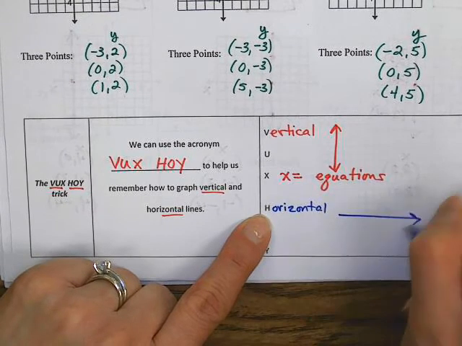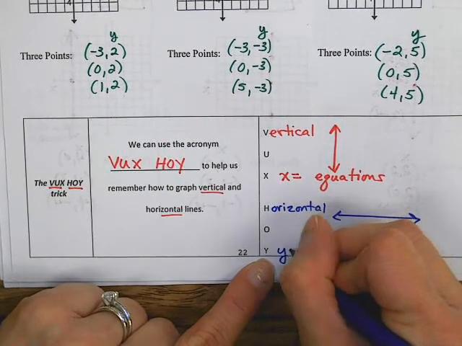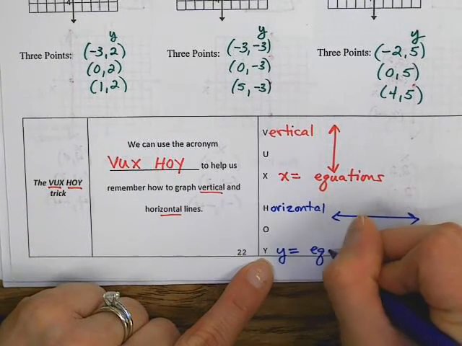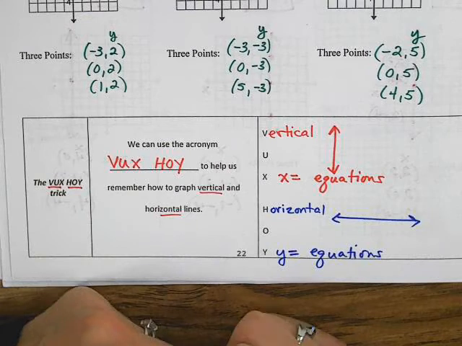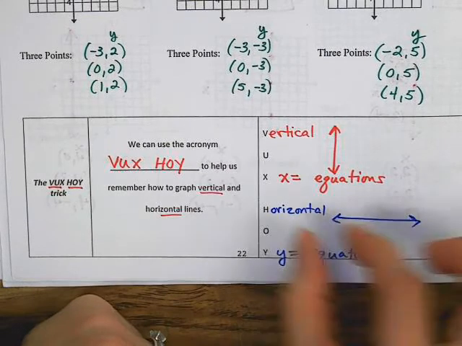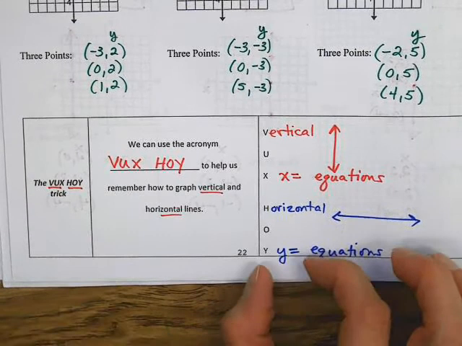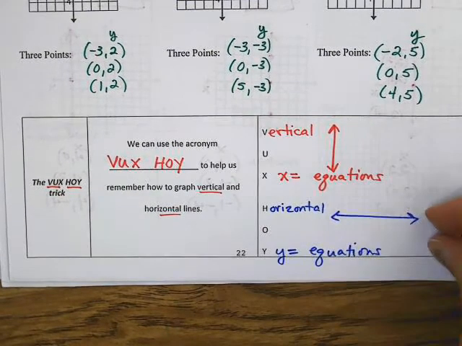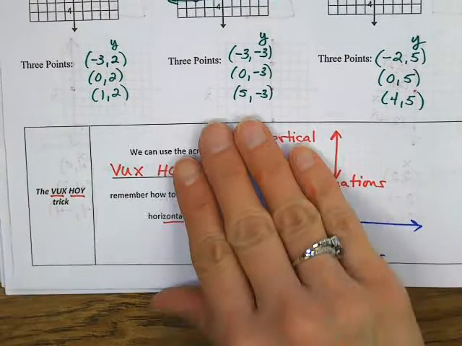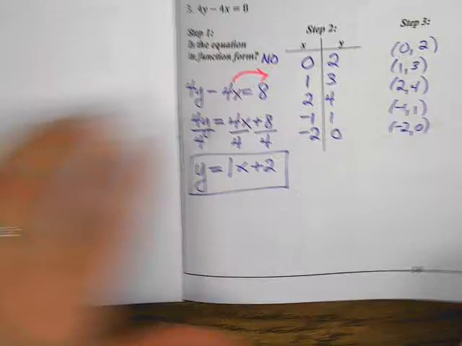Horizontal lines look like this, and they have y equals equations. All of the y numbers are the same. If you see an equation with just one letter, x or y, it's a nice straight line, vertical or horizontal. So back in the past, we studied equations that had two letters.